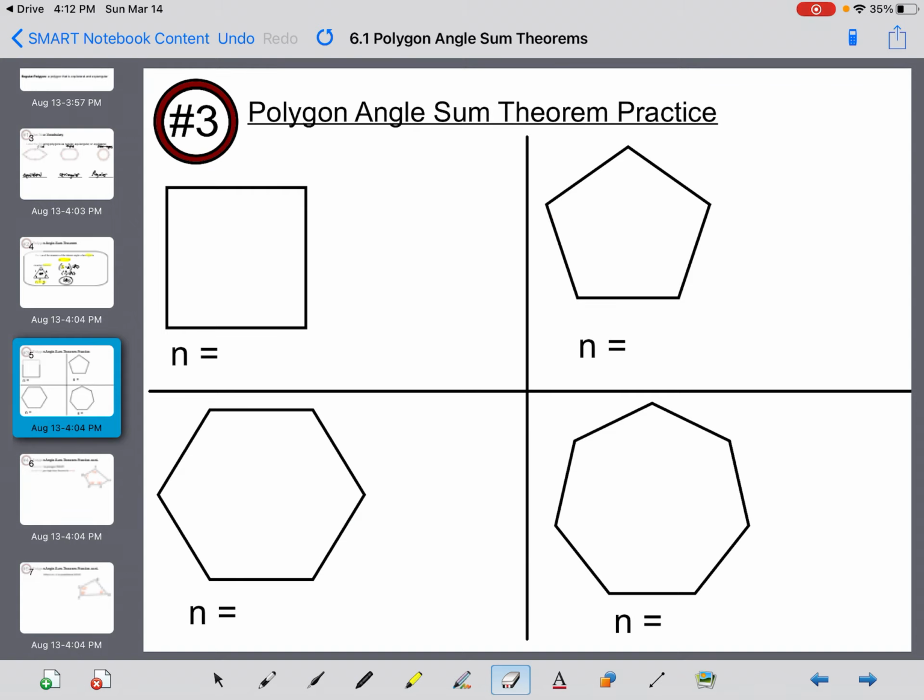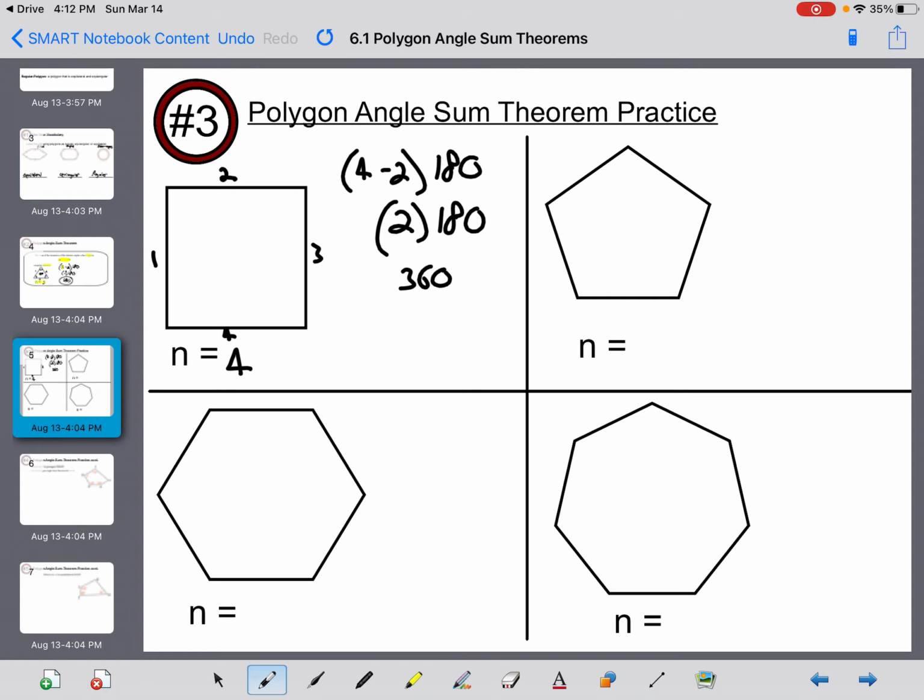Some polygon angle sum theorem practice. The first one we have is a quadrilateral. In this case, it looks like a square, so n is going to be equal to 4. To find the sum, what do we do? N minus 2 times 180. So this becomes 4 minus 2 times 180. 4 minus 2 is 2, and 2 times 180 is 360. So the sum of the interior angles of a quadrilateral is 360 degrees.